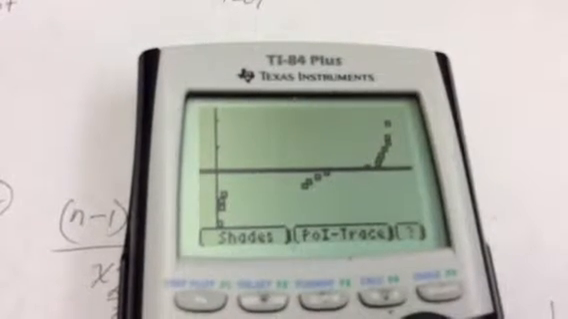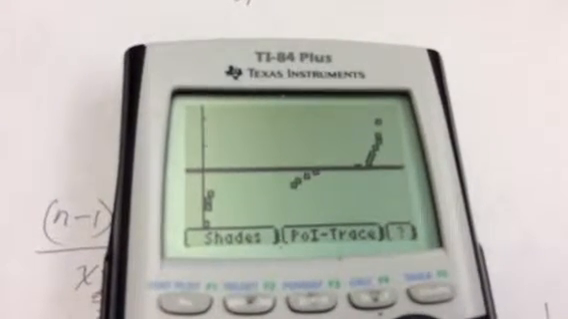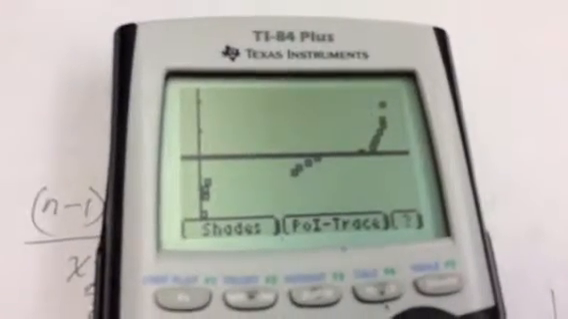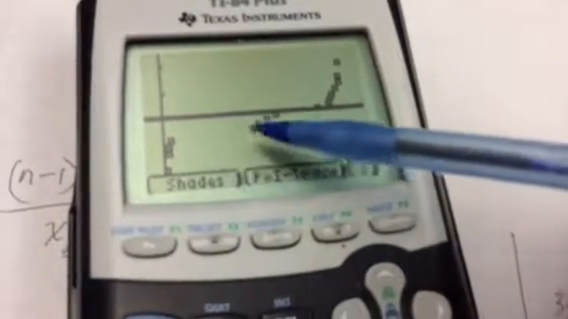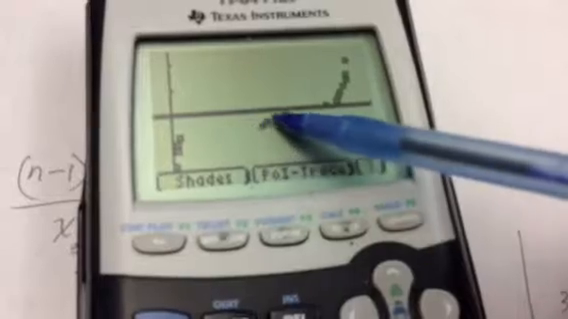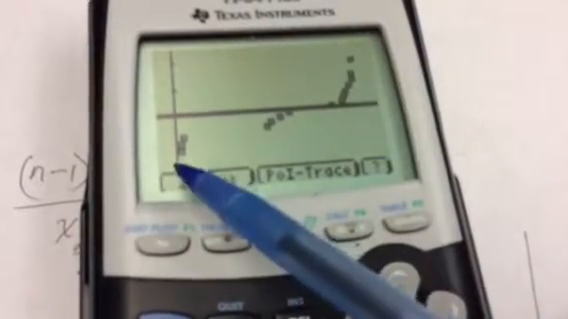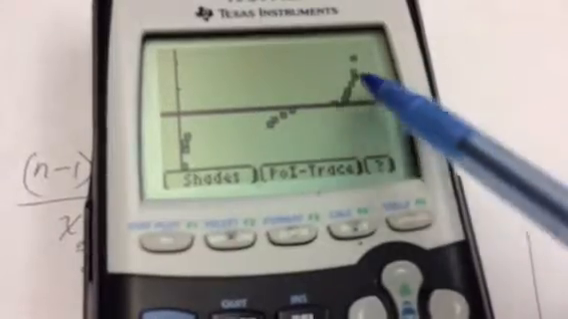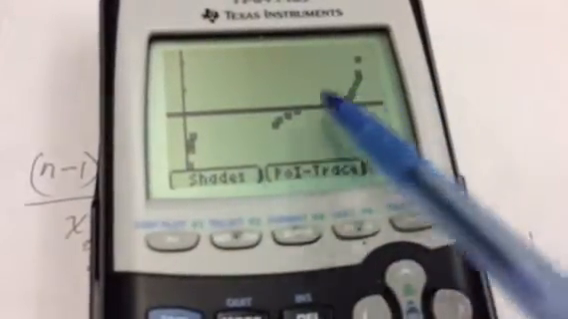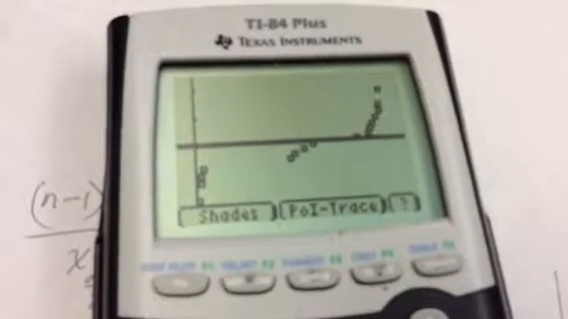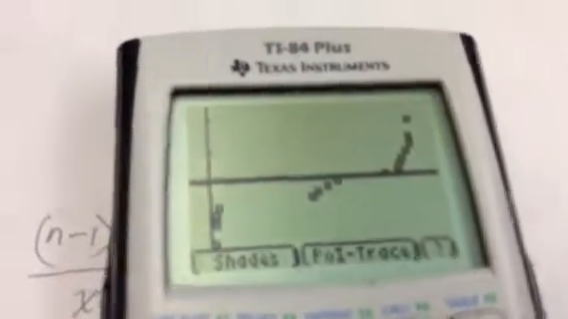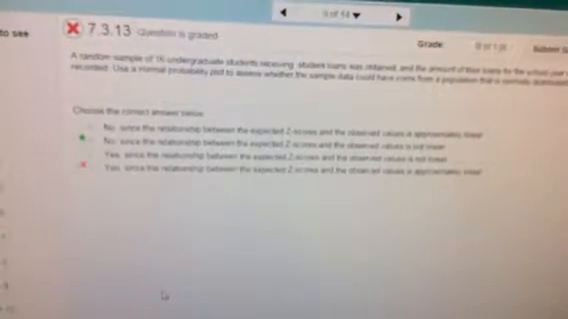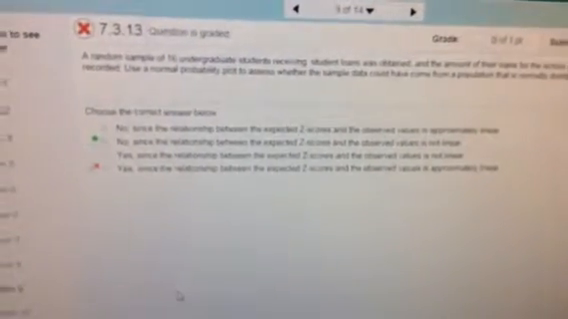Now remember, that means your population is normal if this plot is linear, and it's not normal if it's not. And you can see that this one doesn't look linear. We got the points going almost vertical here, and then we have a big curve here, and then we curve again up here. So it varies from the linear pattern that we'd have if it was linear. So therefore, this data does not come from a population that is normal. So that was letter B. No, since the relationship between the expected z-scores and the observed values is not linear.